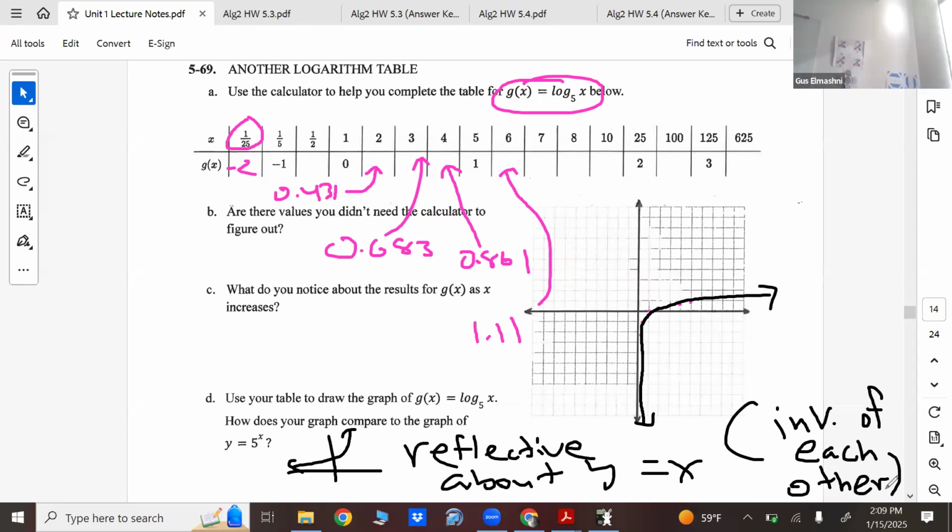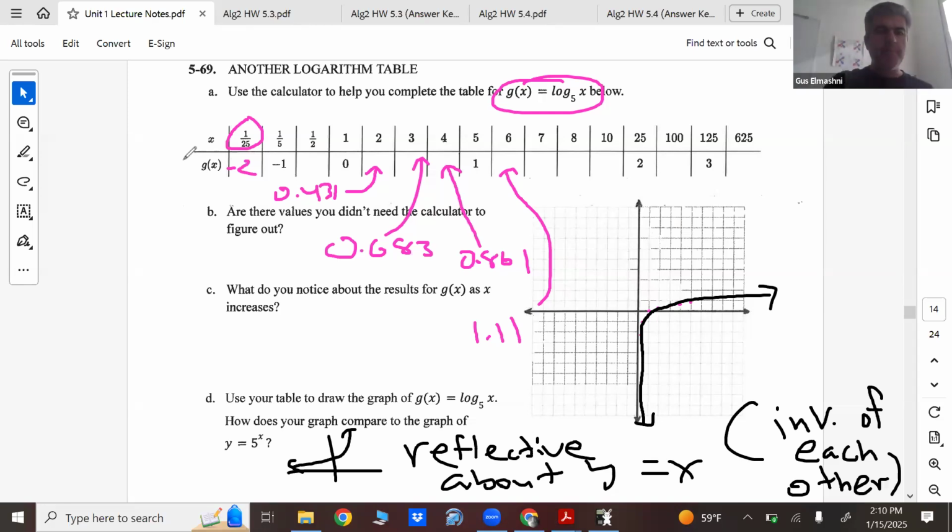I don't feel like filling out the rest because it just becomes kind of redundant after a while. It's just many decimals. So what's happening? Log 5 is taking that number, so what you do is you're doing 5 to some power equaling each of these. Like 5 raised to 0.683 equals 3, 5 raised to 0.61 equals 4, 5 raised to 0.431 equals 2, 5 raised to 1.11 equals 6. The second row are your exponents. The first row are the outputs.